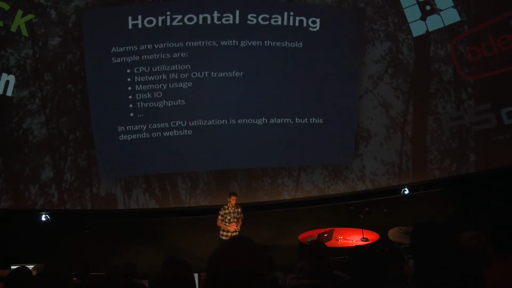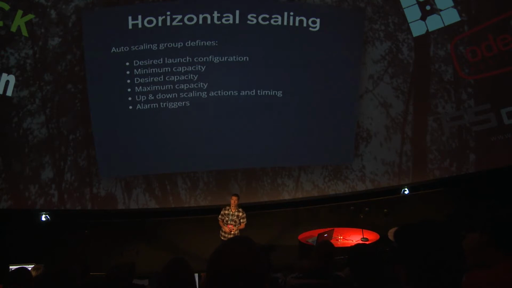Alarms are various metrics with a given threshold. There is a variety of these metrics, and Amazon gives you a few hundred metrics for all the services that they support. For example, sample metrics can be CPU utilization, network in or out, memory usage, disk I/O throughput, and all sorts of these things. For many cases, CPU usage will be the most sufficient metric that you can use and alarm that you can configure, but it really depends on your site.